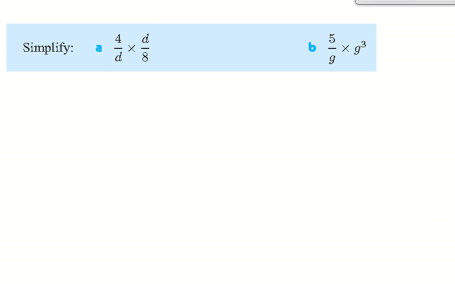So we're going to look at some of those examples. Here we have 4 over d times d over 8. We're going to multiply straight across, and we get 4d over 8d. And again, we just need to make sure this is in simplest form. Because we have 4 times d and 8 times d, we can cancel our d's, and we can also cancel 4 out of both 4 and 8. So 8 is 4 times 2, 4 is 4 times 1, so we're left with just 1/2 as our solution.